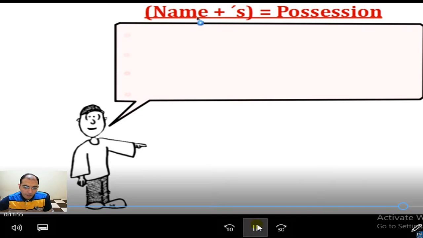We use a name and apostrophe S, and that is possession. نستخدم الاسم بالإضافة إلى أبوستروف S للملكية. Apostrophe S, and that is possession. اسم الملكية.